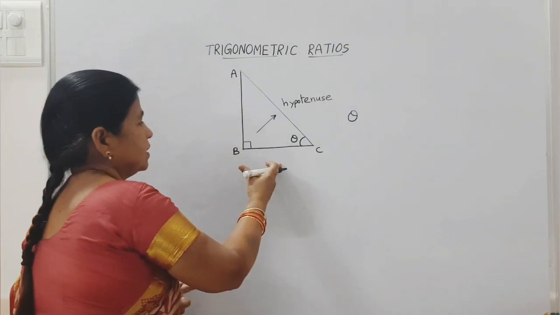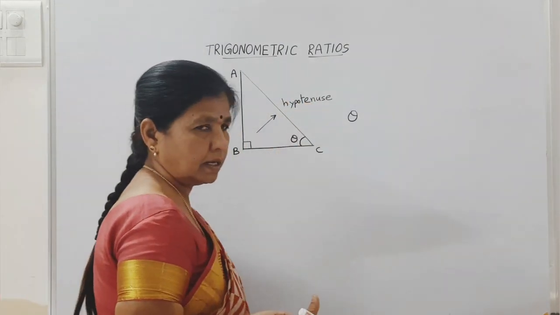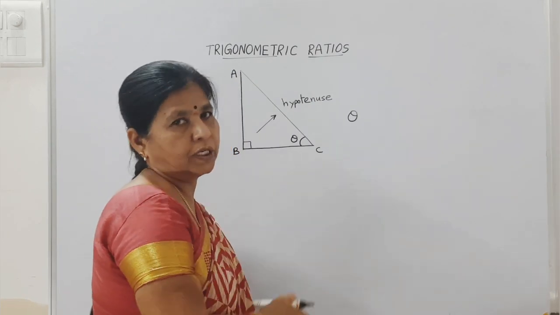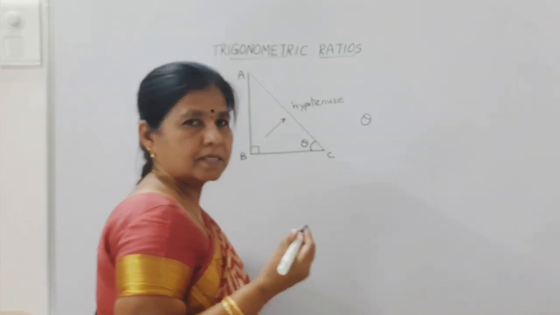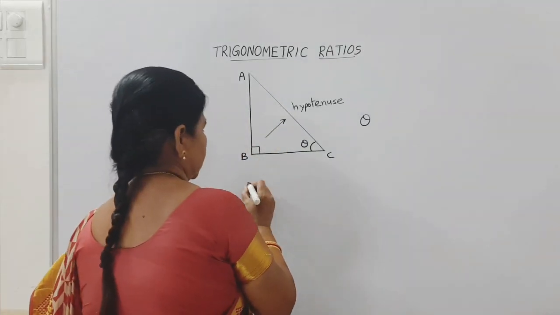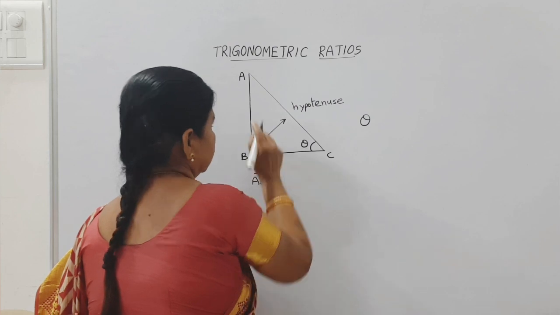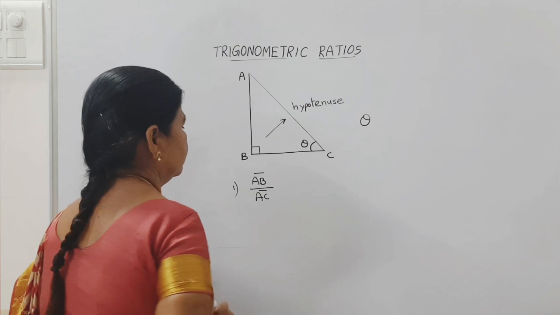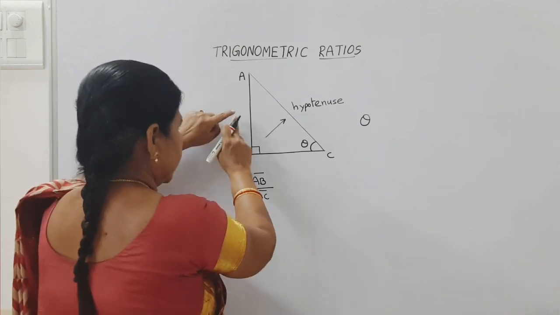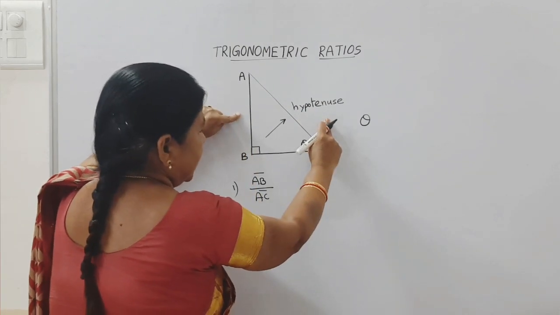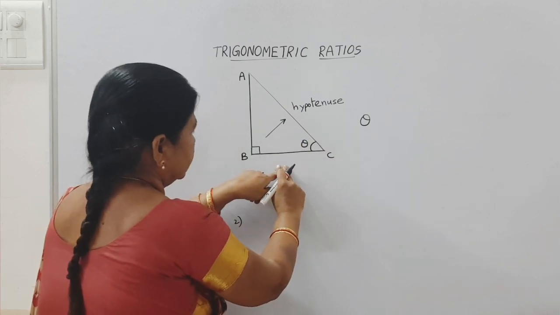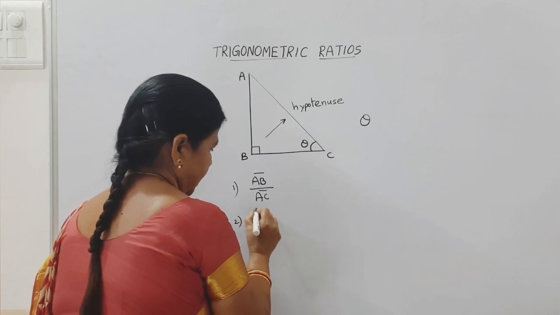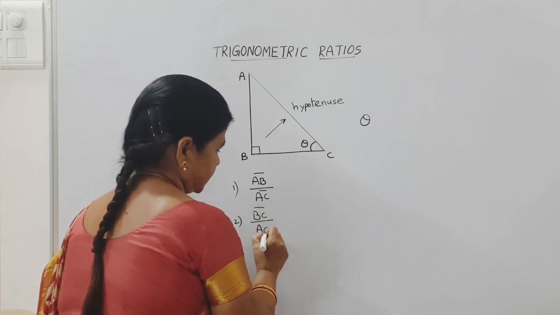So how many sides are there? 1, 2, 3, three sides are there. So among these three sides, how many ratios can we form? Let us consider the ratios. Side AB by hypotenuse AC, that is one. And the second ratio: the ratio between BC and hypotenuse, the side BC and hypotenuse.